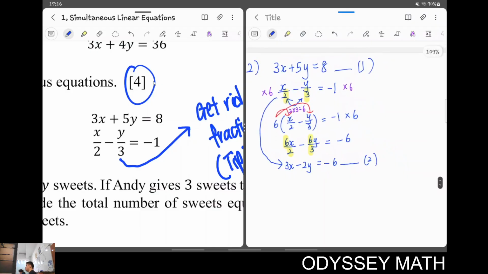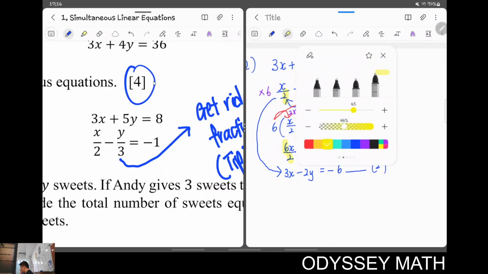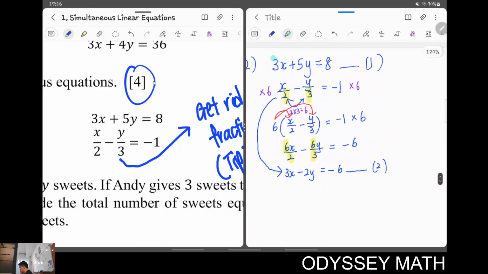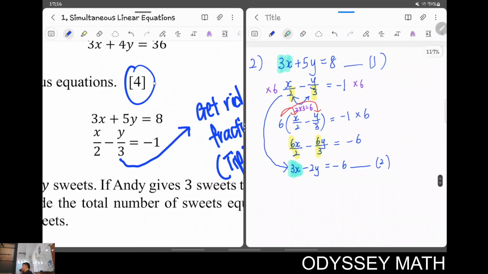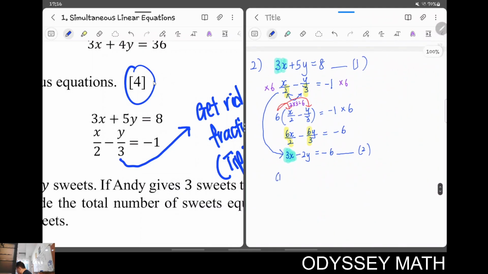Okay, everyone look up. In the context of this question, I would propose to do it via elimination. Anyone can tell me why? Because of 3x and 3x. Yes, because both equations have the same term, 3x and 3x. So what we do is we take equation 1 minus equation 2.